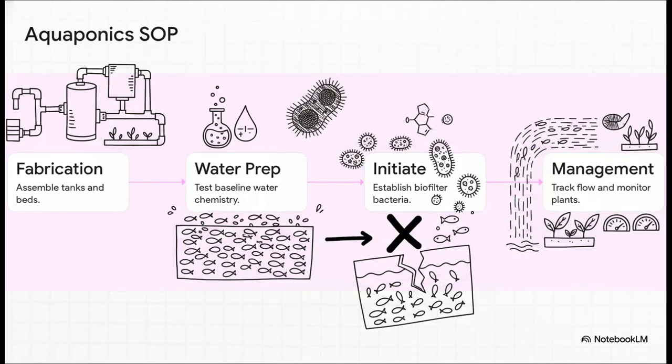In the closed-loop blueprint, sequence is literally life or death. System fabrication and water prep obviously come first, but pay close attention to Step 3, initiating the cycle. You absolutely must establish the biofilter bacteria first by introducing a tiny fish load or an ammonia additive. If you just dump a full harvest of fish into the tank before that bacteria is ready, the whole system collapses. You've got to architect the invisible before managing the visible.